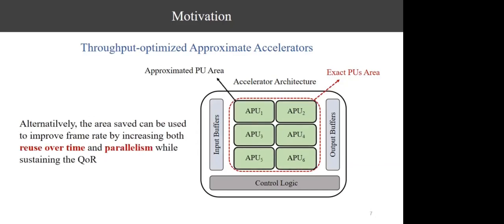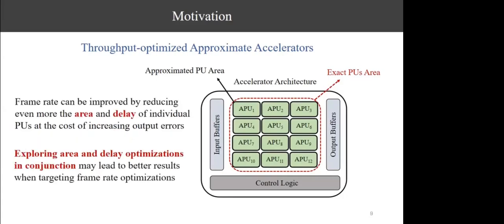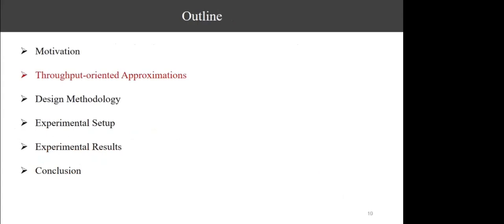But in fact, we can use the area saved to further boost throughput by using more PUs in parallel while sustaining the quality of results. Going further, we can apply more aggressive approximations to reduce even more the area and the delay of individual PUs at the cost of degrading the output precision. Therefore, from this example, we can conclude that area and delay optimizations should be explored in conjunction when targeting throughput optimizations. Following this brief motivation, I will present how we perform throughput-oriented approximations, our design methodology, the experimental setup and results, and finally the conclusions.